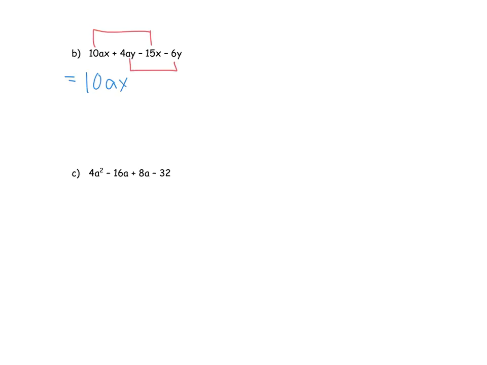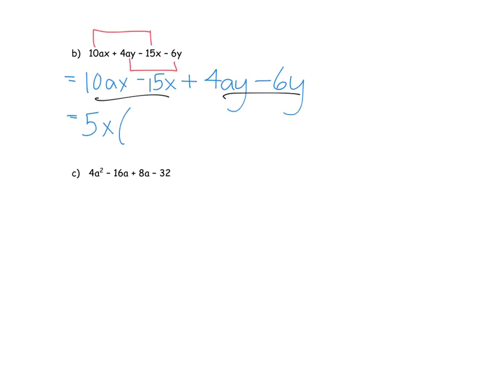So we have 10ax minus 15x. Then we have a plus 4ay minus 6y. Okay, and now in between those two groups, we have this group and this group. Let's common factor out. In our first group, it looks like we have 5x that's common to both. So then what are you left with? You're left with 2a minus 3.